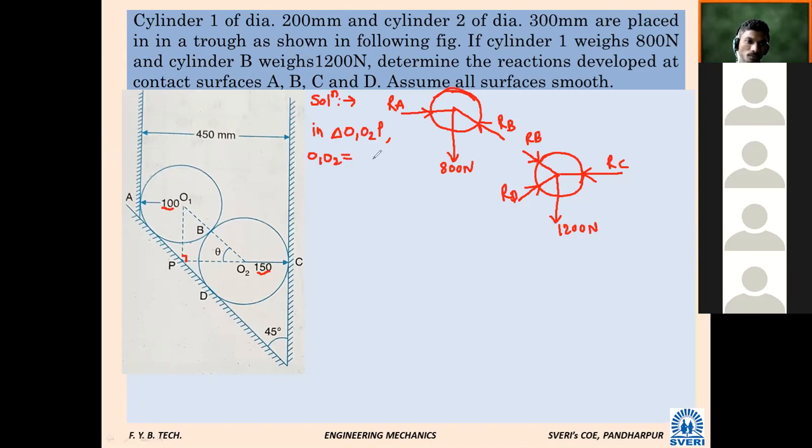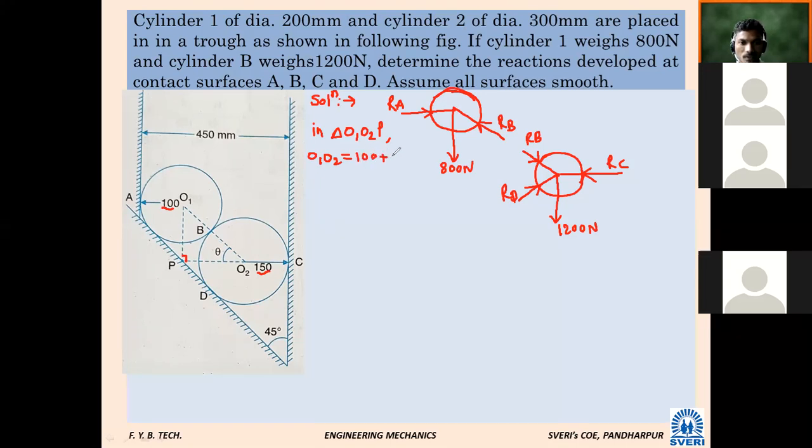O1O2 is 250. So 100 plus 150, both radii of the two cylinders. So it will be 250 mm, no? Yes, sir. Then which distance can we know again? O2P. Yes, sir, O2P.